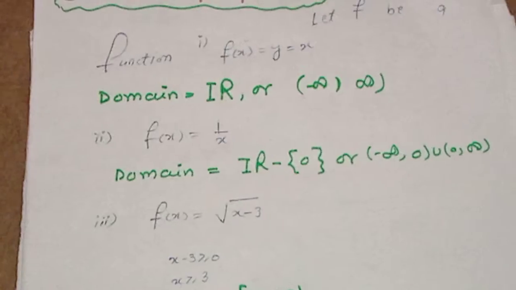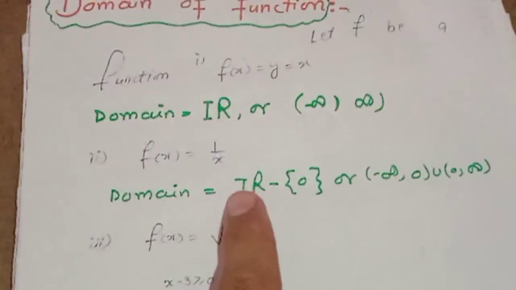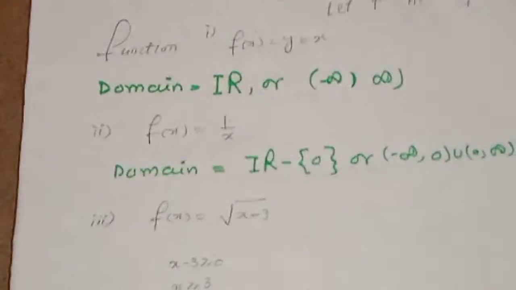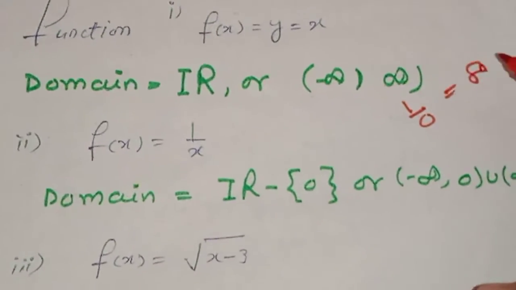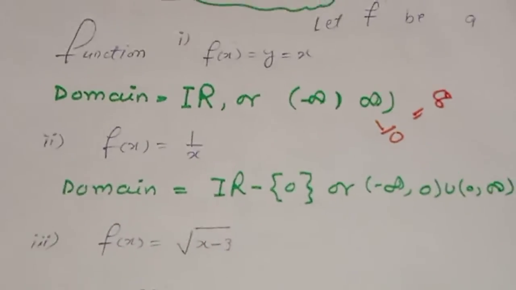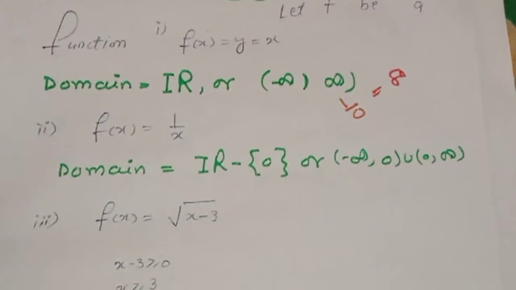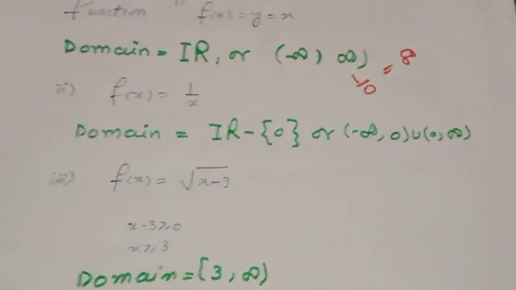Number two, if f(x) = 1/x, the domain of this function is all real numbers except 0, because 1/0 is undefined. If we put 0, it will return undefined, which means nothing. It is just a symbol.